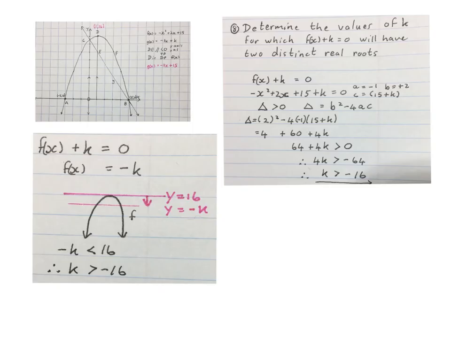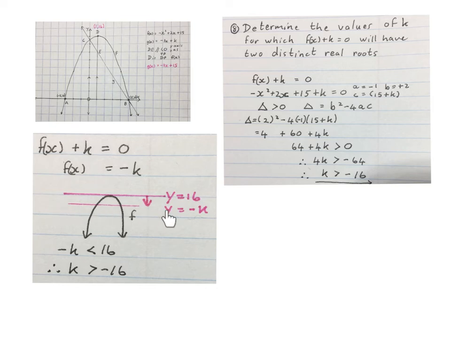There's also a graphical way you could have done it. You can say f of x plus k equals 0. Take the k to the other side. So f of x equals minus k. And draw a line right here at D, which is y equals something. And then you know that the y value here is 16. So y equals 16 will touch this graph. But if it comes down, it will have more than one place where we will have answers.